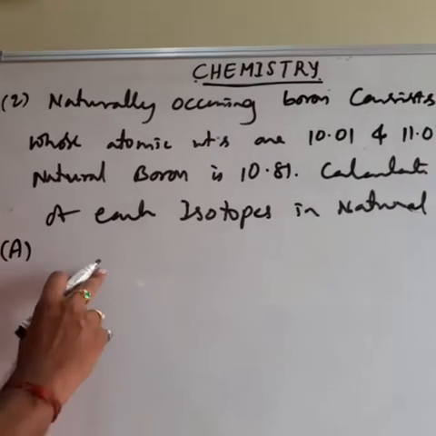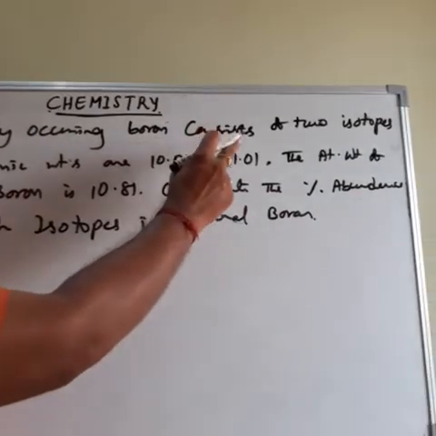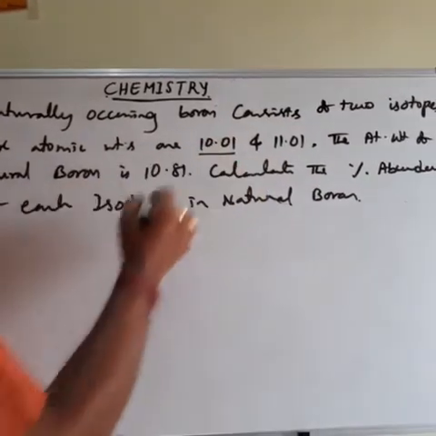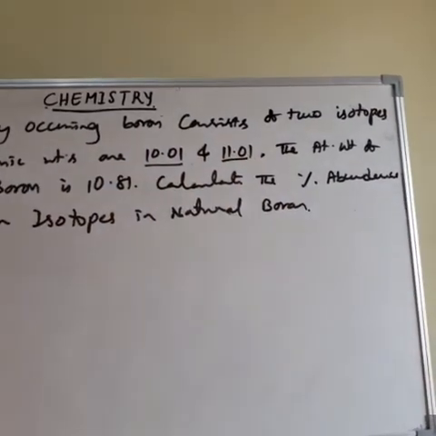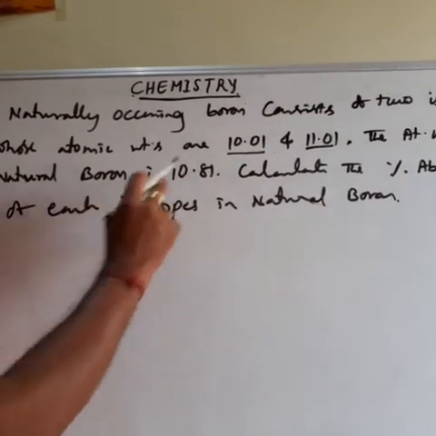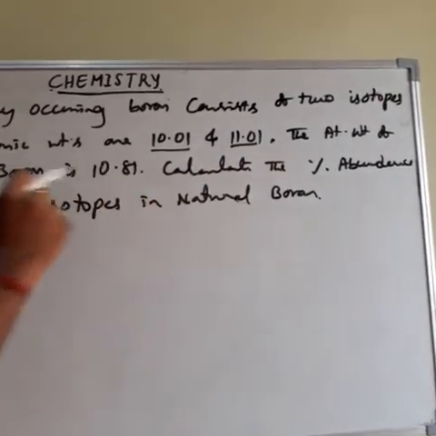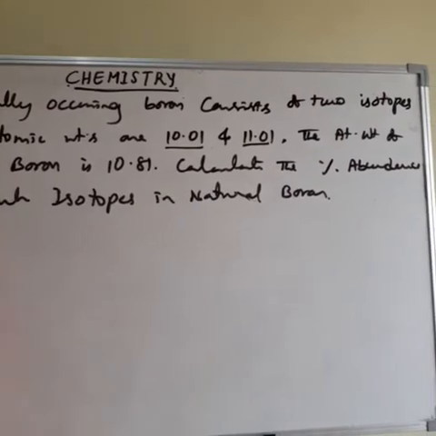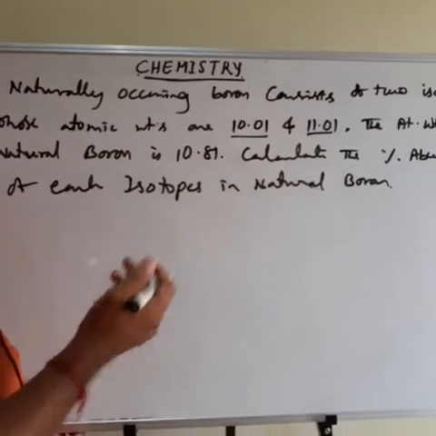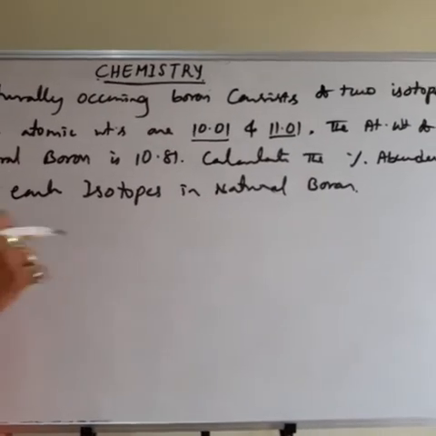Then see, students, this is a different model problem. Naturally occurring boron consists of two isotopes. Their atomic weights: one is 10.01, another one is 11.01. The atomic weight of natural boron, the average atomic weight, is 10.81. Calculate the percentage abundance of the isotopes. Here percentage is not given, but in the first problem they gave 80%, 15%, 5%. Here we have to find out the percentage.